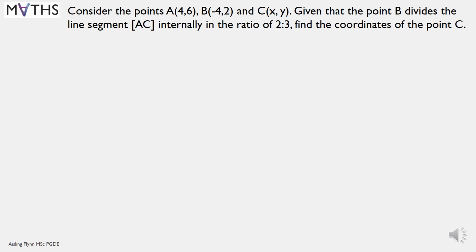Okay, here's another question, and it's slightly different. Consider the points A, B, and C. The coordinates of A and B are given, and C is not. C is given as x, comma, y. Given that the point B divides the line segment AC internally, so that means inside, in the ratio of 2:3, find the coordinates of the point C.